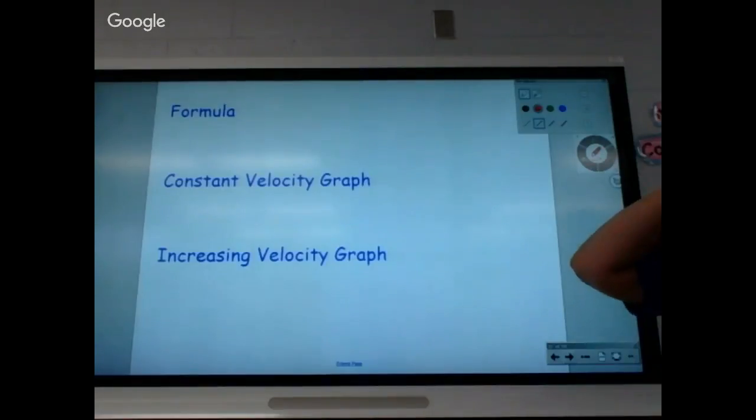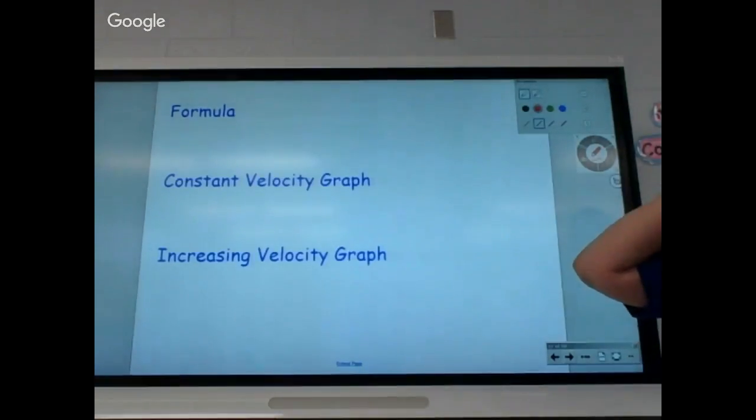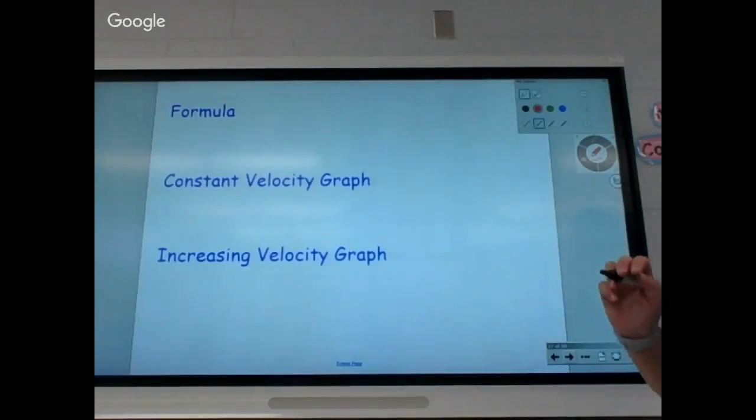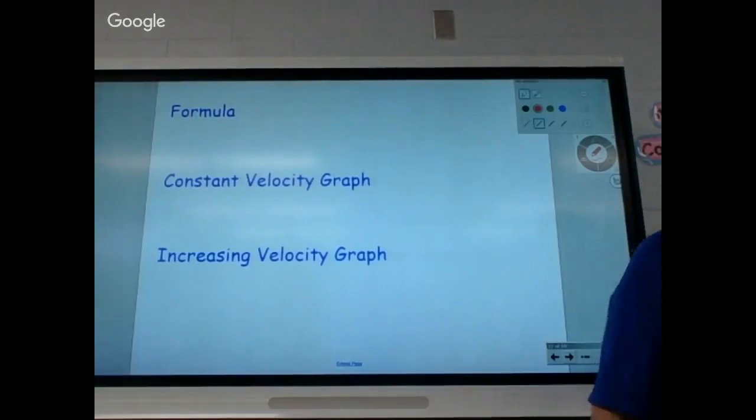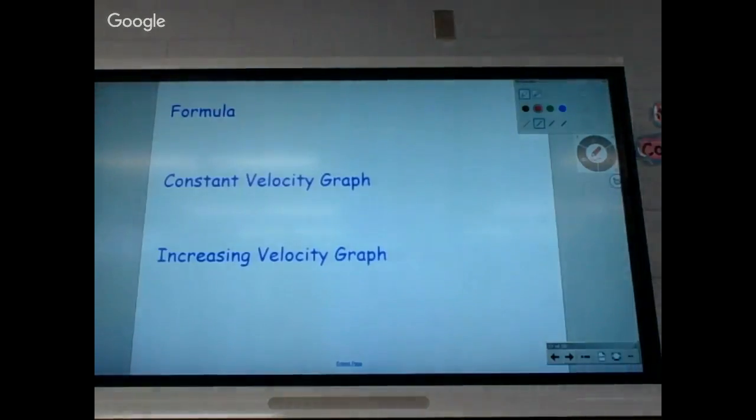Formula. On your orange card, tell me what the formula says, because we are not going to keep writing it this way. Now, if you look at your orange card, tell me exactly what the formula says.